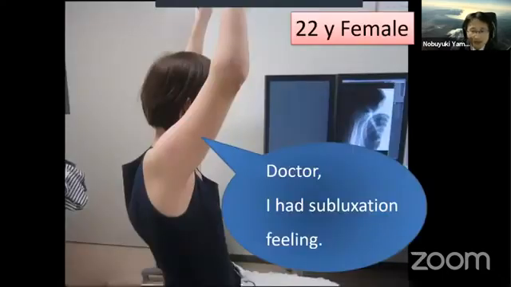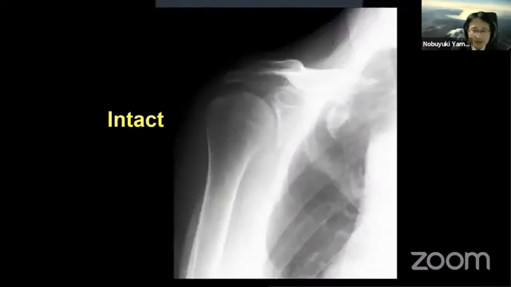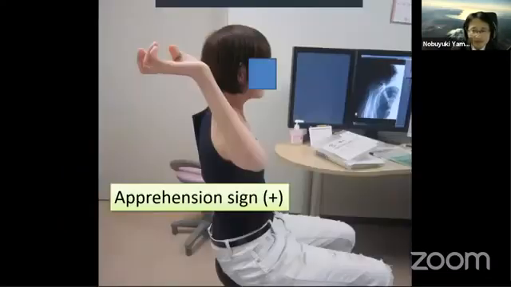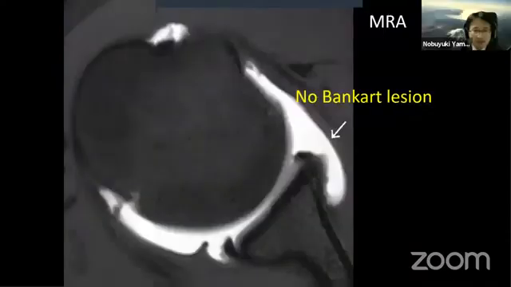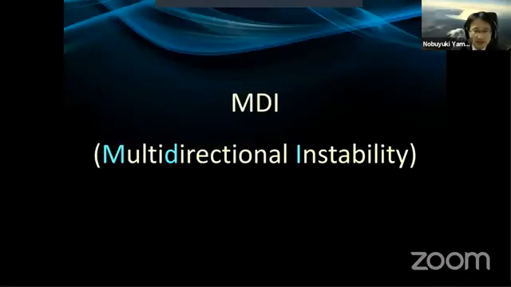Here is another case, a 22-year-old female. She said, "Doctor, I had a subluxation feeling." The X-ray showed it intact. The apprehension sign was positive. MR arthrography indicated no Bankart lesion. So this means she is an MDI, multidirectional instability patient.